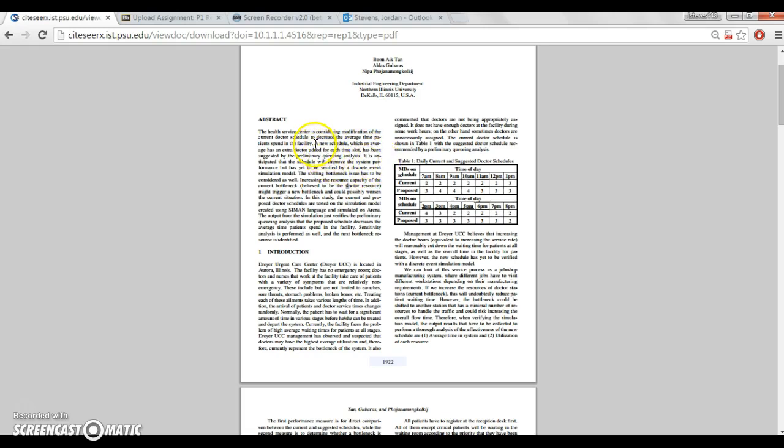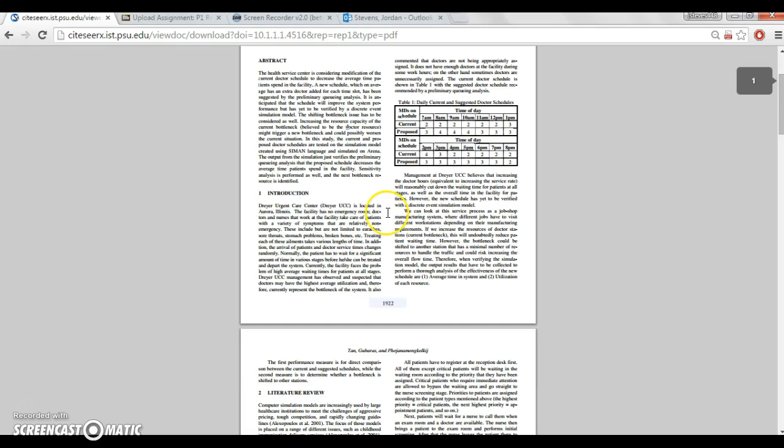So their proposed solution is a new schedule, which on average will add an extra doctor, like where it shows right here. The average for the current doctors on schedule is 2, and the new proposed one is going to be 3, or an average of 3 doctors. And basically they're just trying to prove that based on the model of the system.